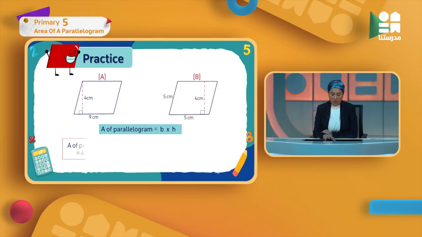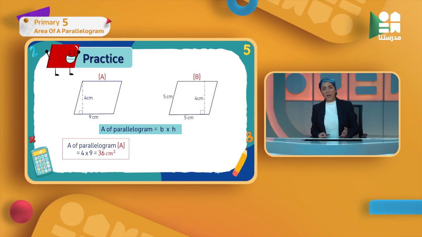I have two shapes or two parallelograms, A and B, with different base lengths. We have the same height but different base lengths. And I want you to get the area of both of them. So here the area of a parallelogram equals base times height. Area of parallelogram A, the base is 9 and the height is 4. So 4 times 9 is 36 centimeters squared.